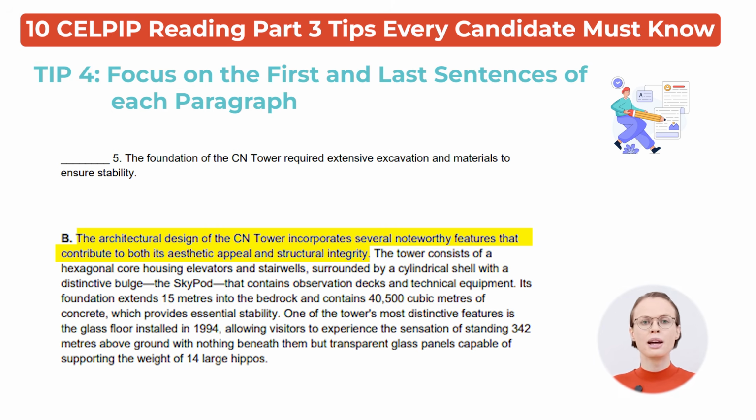So, you have to look closely at paragraph B because the first sentence signals that this paragraph covers architectural and structural elements. Sure enough, the paragraph includes this sentence. Its foundation extends 15 meters into the bedrock and contains 40,500 cubic meters of concrete, which provides essential stability. So B is the correct answer.